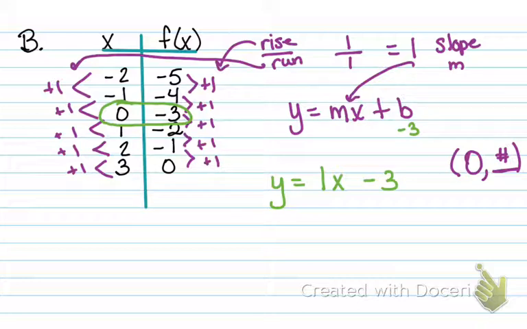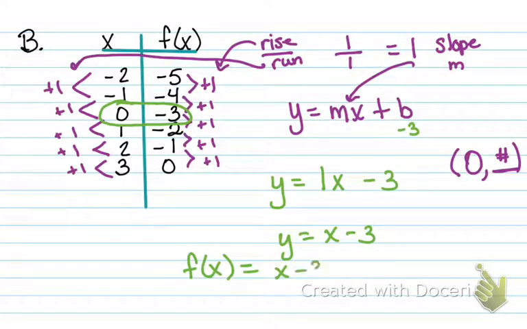Now, we don't have to write the 1 in front. We could just leave it as y equals x minus 3. That's the same thing. It's understood there's a 1 in front of that x. So either one of these would be acceptable. Now, I'm writing them as y, but they're function rules. We need to write them as f of x equals x minus 3.